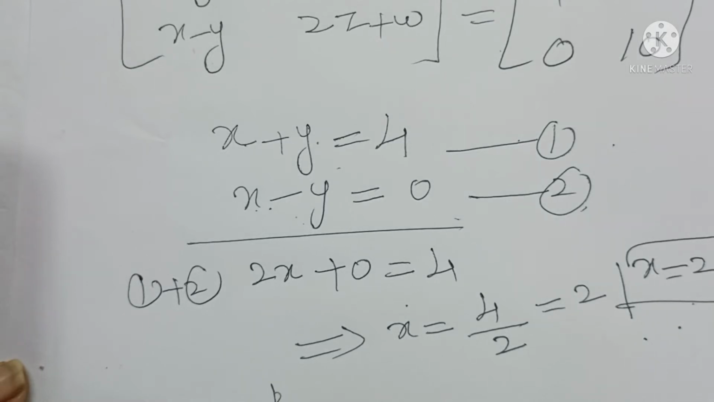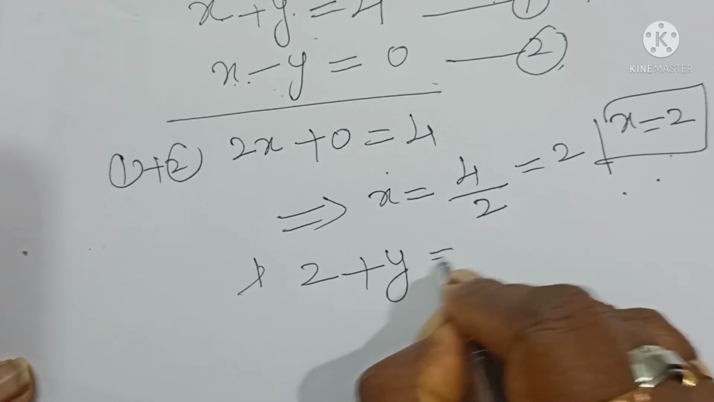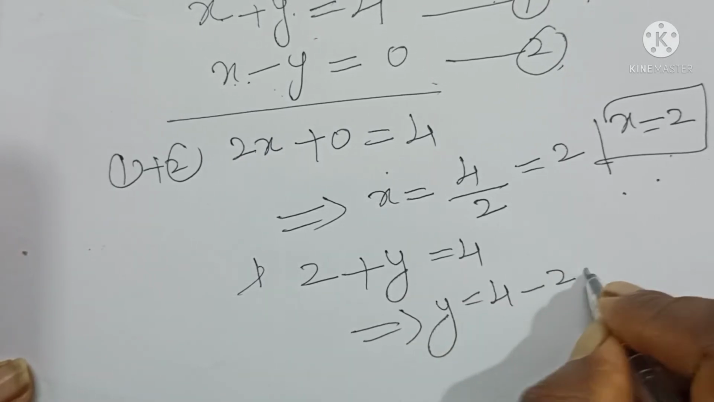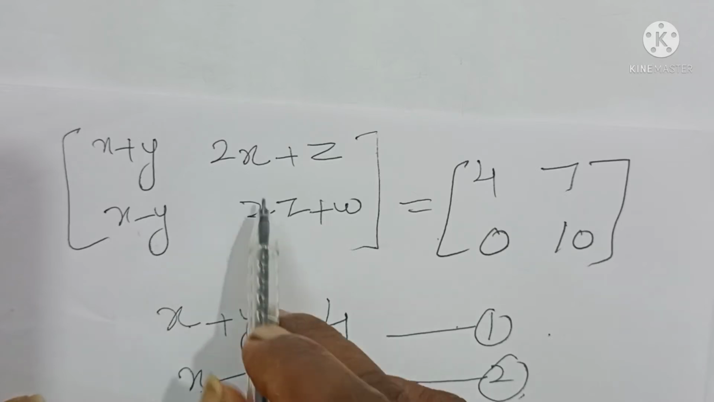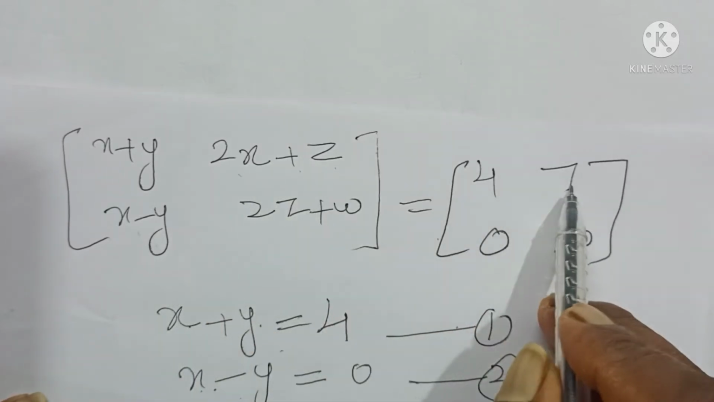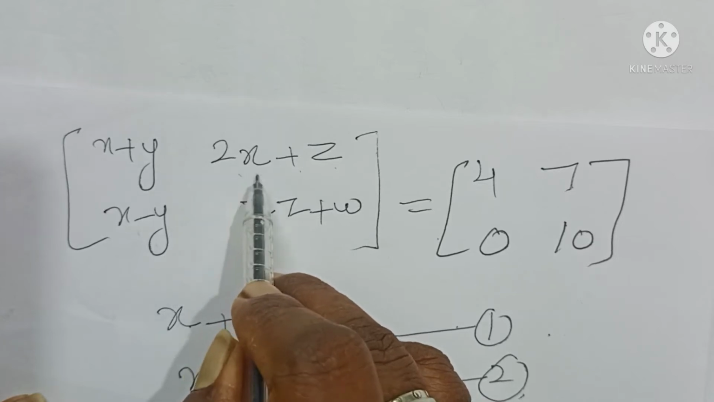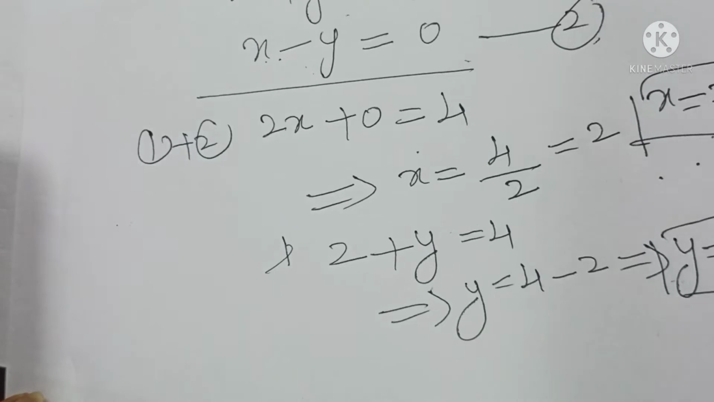So 2 plus y is equal to 4. This implies what is y? y is equal to 4 minus 2. So what is the value of y? Which is equal to 2. Then you have to take this equation 2x plus z is equal to 7. We got the value of x, correct? So you have to substitute the value of x here. Then you can find the value of z.